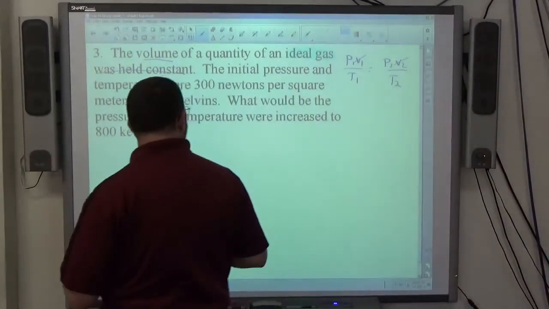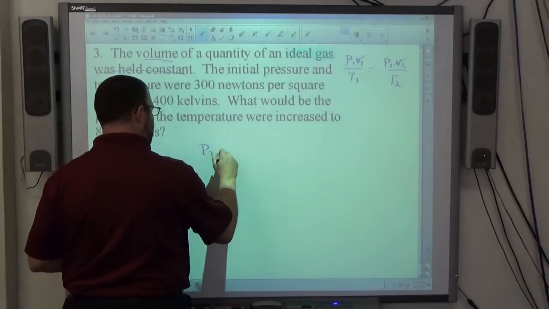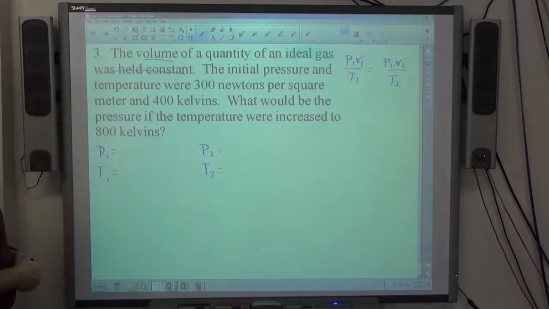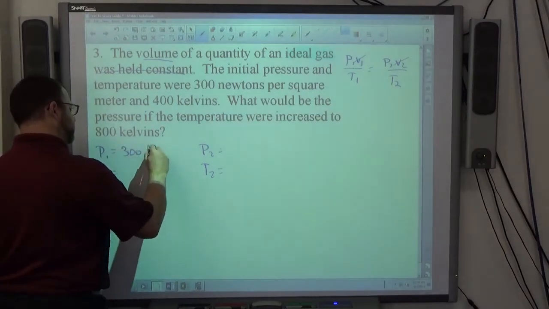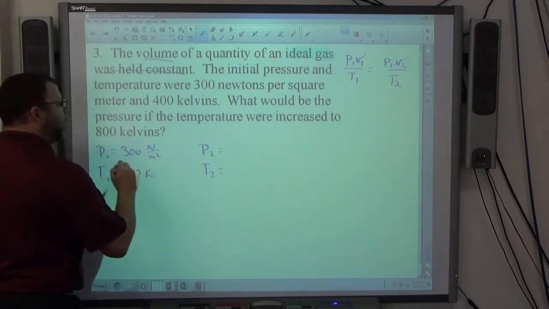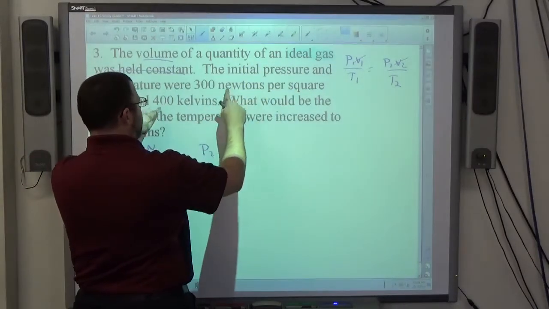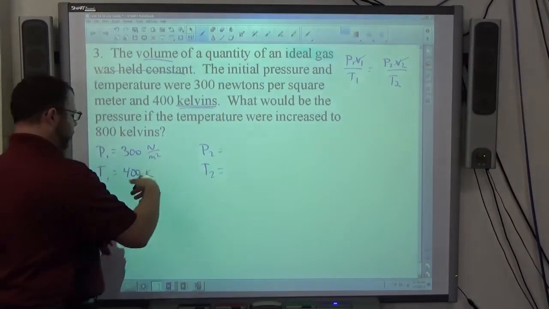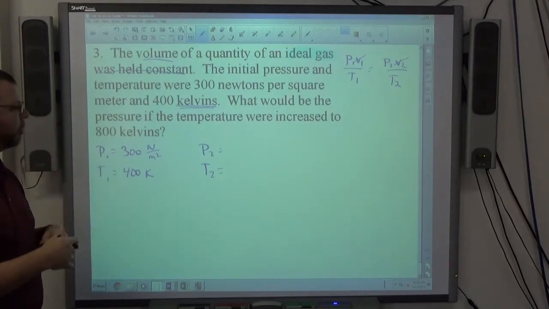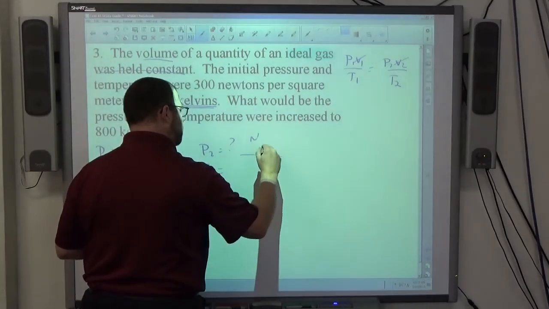So I'm going to put P1 equals something, T1 equals something, P2 equals something, and T2 equals something. And I start reading the problem to investigate this information. The initial pressure and temperature were 300 newtons per square meter and 400 kelvins. And they don't specify this is the pressure, that's the temperature, but the fact that they're in that order here, also knowing that kelvins is a temperature unit, newtons per square meter is a pressure unit, you should know those. What would be the pressure, in newtons per meter squared?